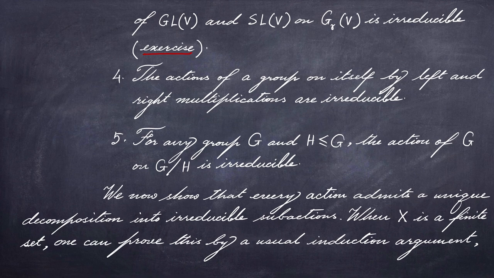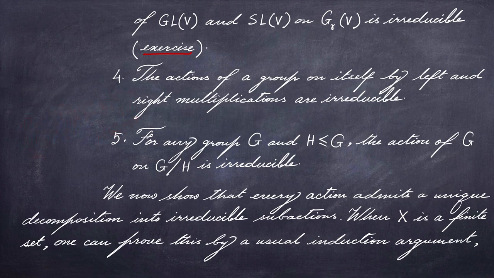So the fourth example is a rather easy one: the action of a group on itself by left multiplication, and also by right multiplication, they are irreducible. That's quite clear. Let's say for the left one, if x and y are two group elements, then yx inverse, then let me write it in this way, yx inverse x becomes y, right?